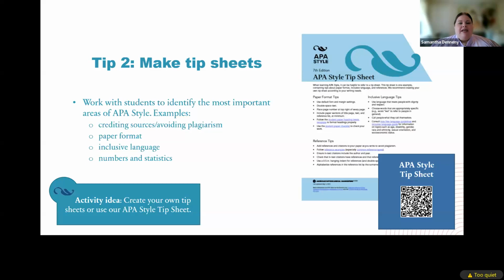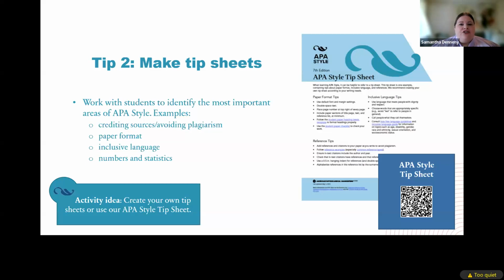Our second tip is related to what Tim said, and it's about creating and using tip sheets to summarize the elements of APA Style that students use the most in your class. So when we talk about a sheet of APA Style tips, we don't mean a static summary that students use in place of the publication manual or concise guide.